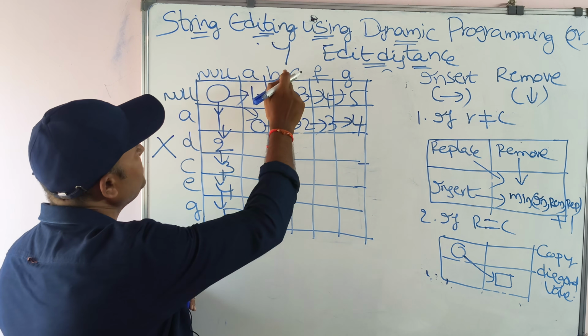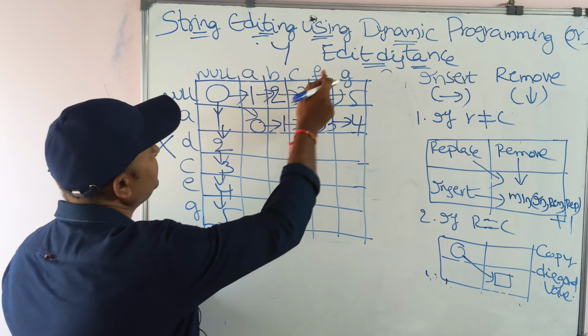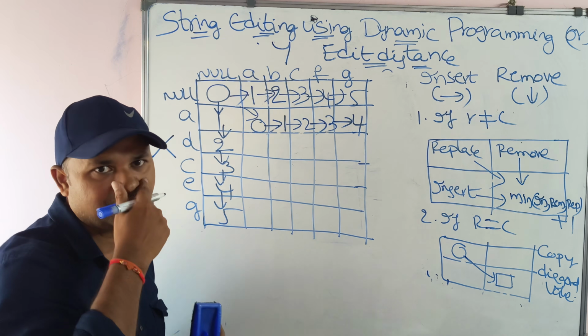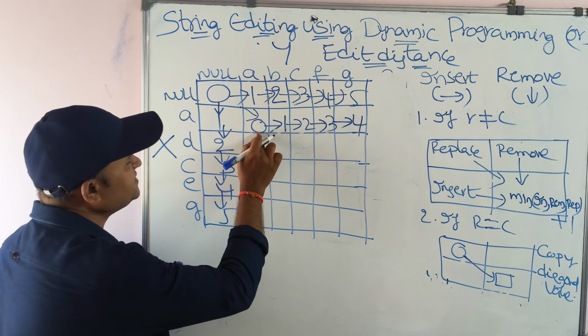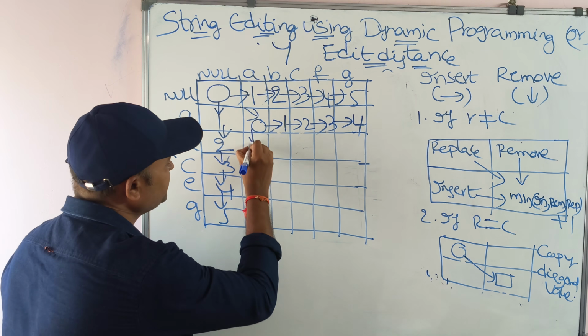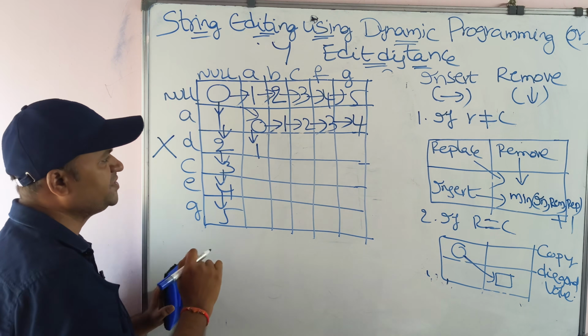DA different, DB different, DC different, DF different, DZ different. So we have to use that formula. Out of 1 and 0, which is the minimum? 0. So 0 plus 1 means 1. So 1 is coming from this 0.